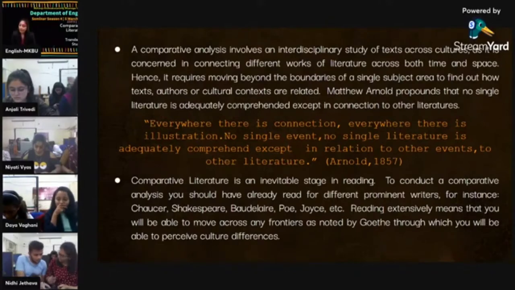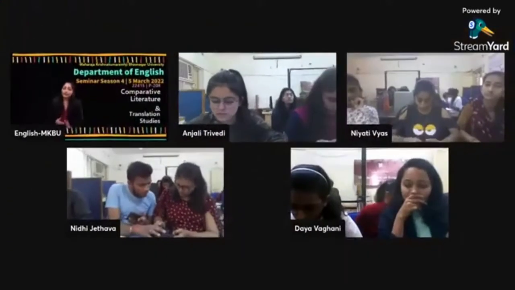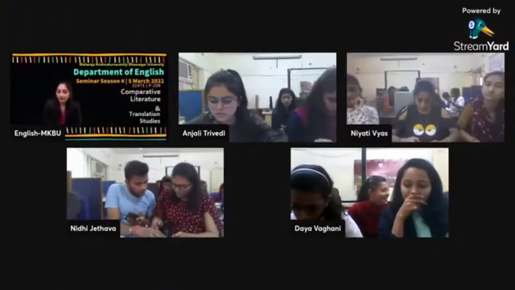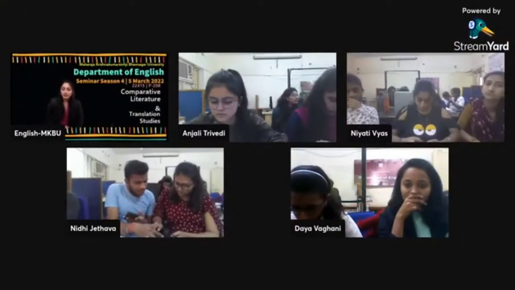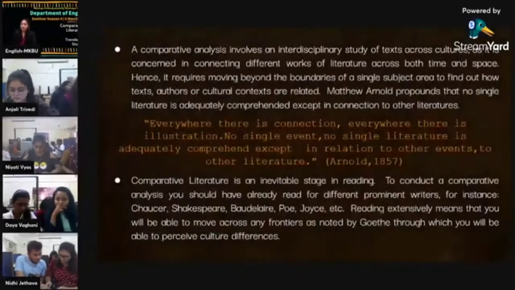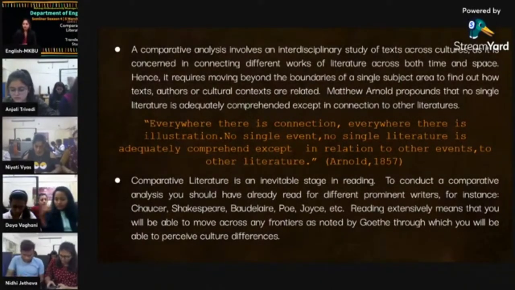Matthew Arnold propounded that no single literature is adequately comprehended except in connection to other literatures. So his argument is that everywhere there is a connection, everywhere there is an illustration. No single event, no single literature is adequately comprehended except in relation to other events, to other literature. So comparative literature is an inevitable stage in reading.